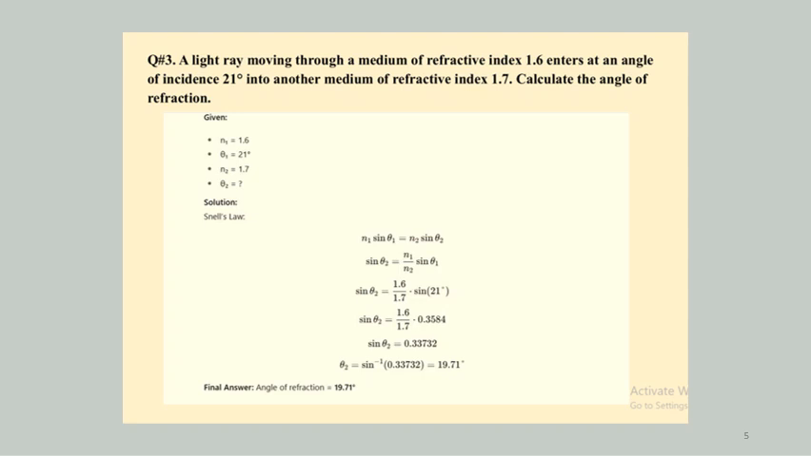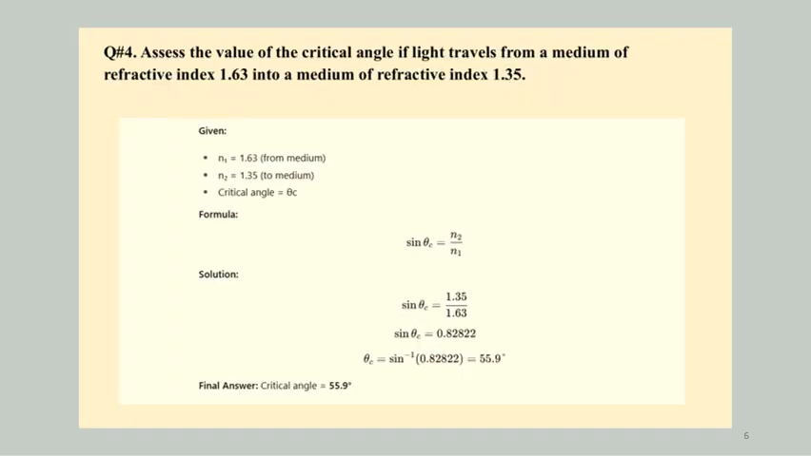Again, we will use Snell's law like before. We will put the values. We have the values of n1, n2, and theta 1. We will get sin theta 2 equal to 0.33732. By taking sin to the other side, it will be sin inverse. We will find it by using the calculator. So the angle of refraction is 19.71 degrees.